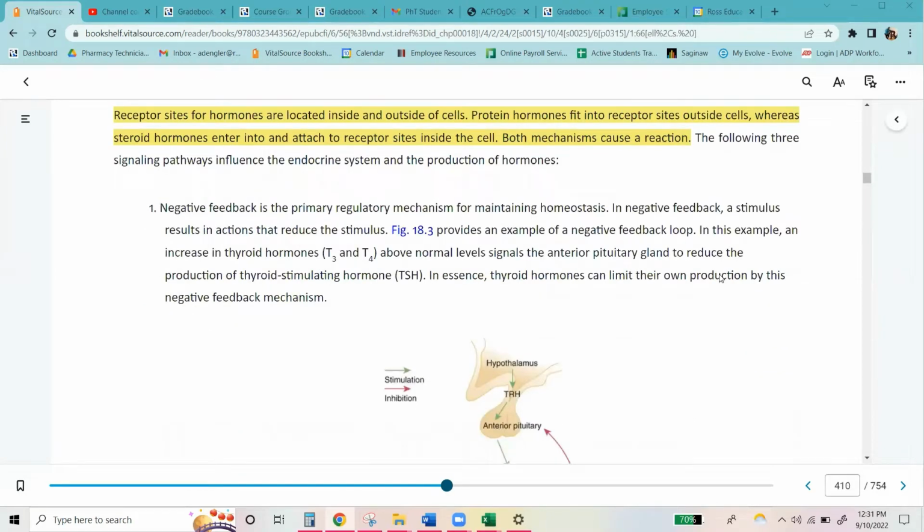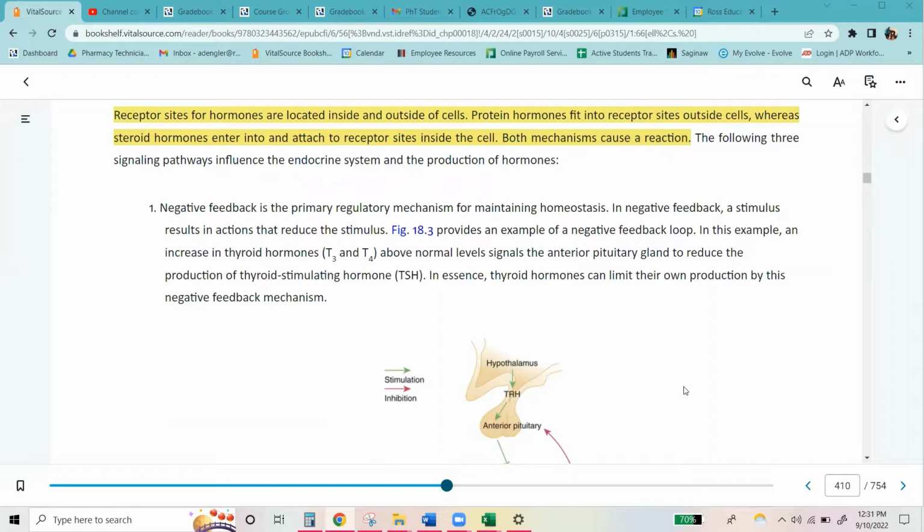Receptor sites for hormones are located inside and outside of the cells. Protein hormones fit into receptor sites outside cells, whereas steroid hormones enter into and attach to receptor sites inside the cell. Both mechanisms cause a reaction.